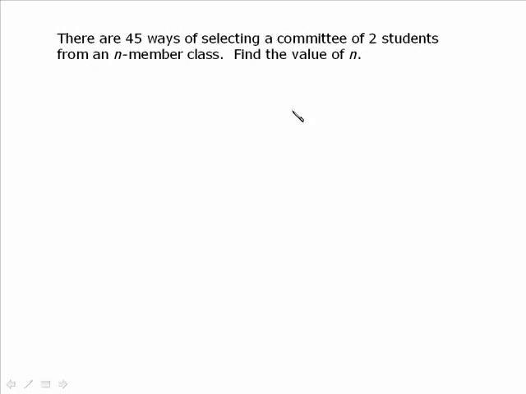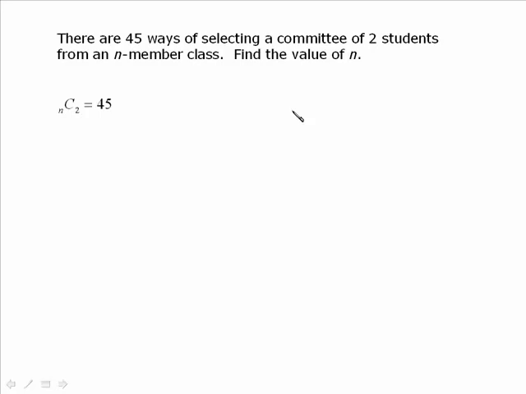Another question, and this leads us more into the algebra end of things. There are 45 ways of selecting a committee of 2 students from an n-member class. So we have the answer. We know there's 45 ways, and we want to find the value of n. So it goes like this. N choose 2 is equal to 45.